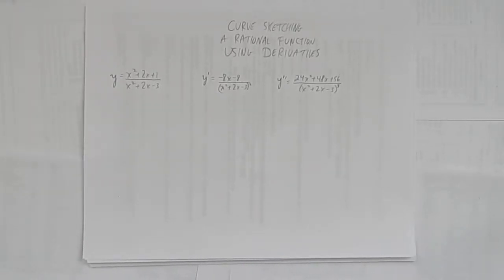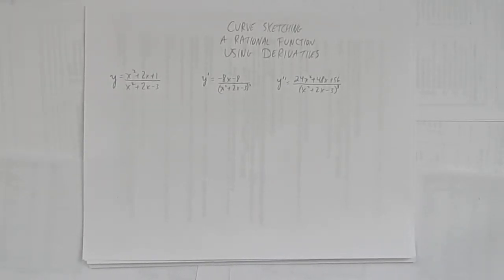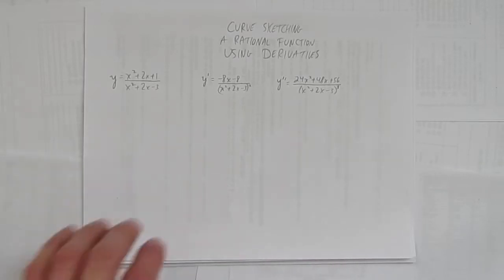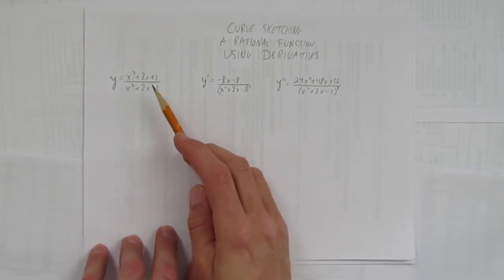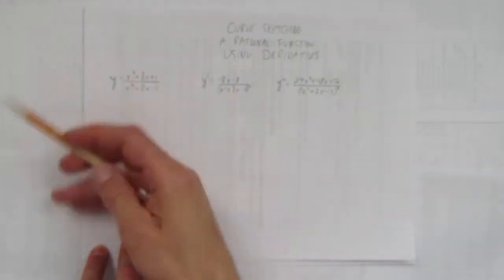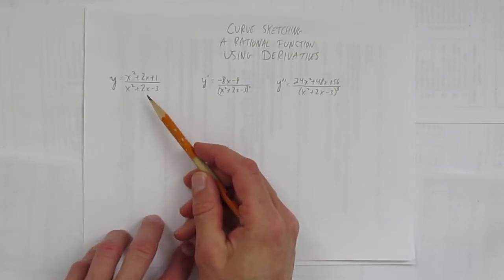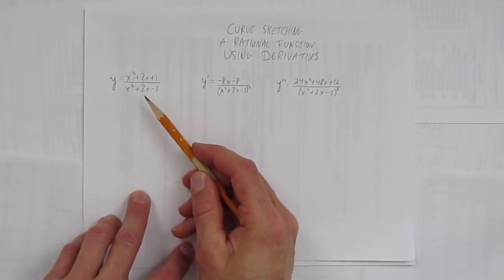In this video, we'll look at curve sketching a rational function using derivatives. Normally, you'll take the derivative on your own. These are a little bit harder derivatives, so I've done them for you. The equation is y equals x squared plus 2x plus 1 over x squared plus 2x minus 3. That's what we're going to sketch.